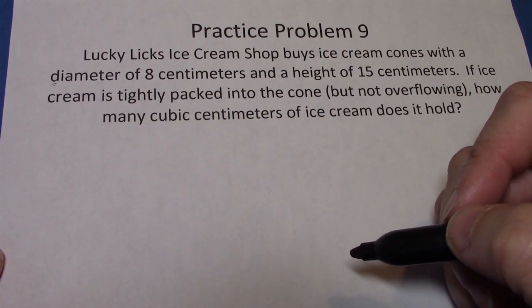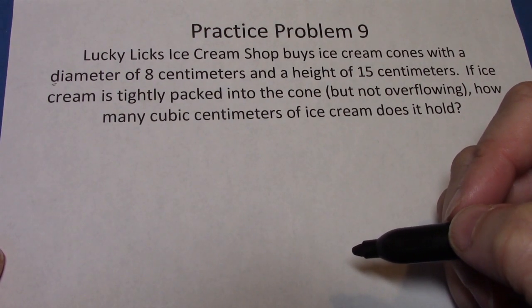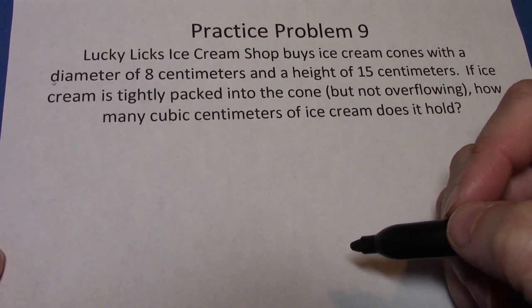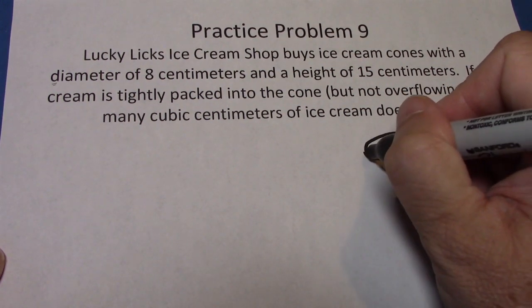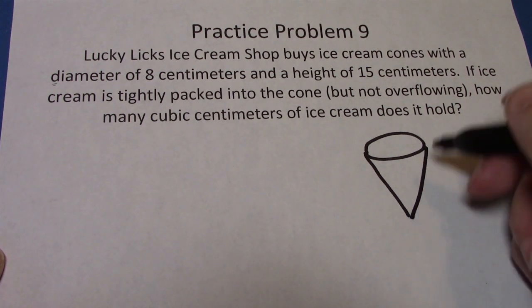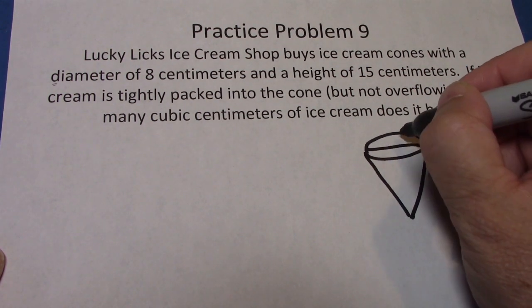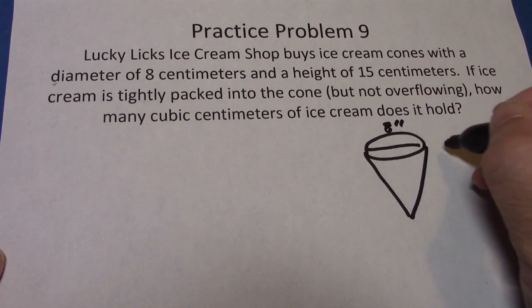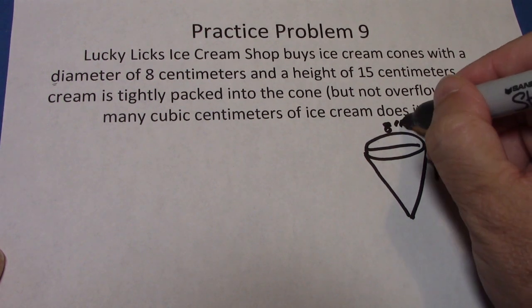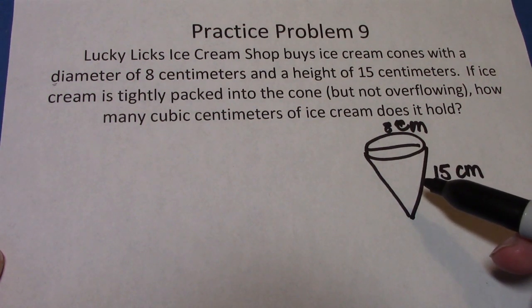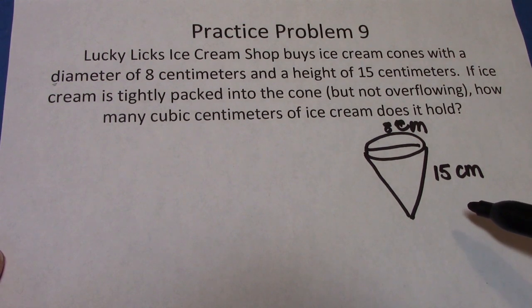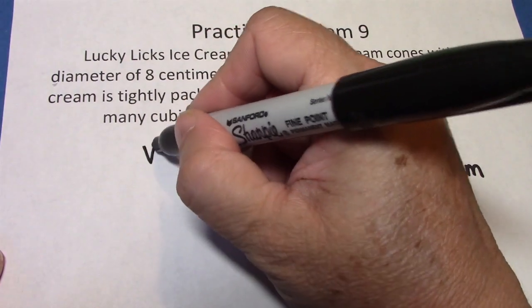Problem number 9. Lucky Lick's Ice Cream Shop buys ice cream cones with a diameter of 8 centimeters and a height of 15 centimeters. Let's also draw that picture. So here's the ice cream cone. It has a diameter of 8 and a height of 15, these are centimeters. If ice cream is tightly packed into the cone but not overflowing, how many cubic centimeters of ice cream does it hold? Alright, so we just need to find the volume of the cone.